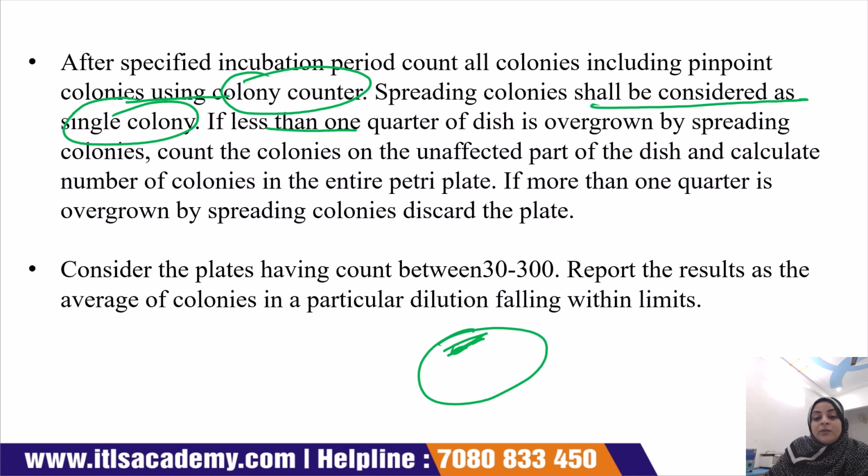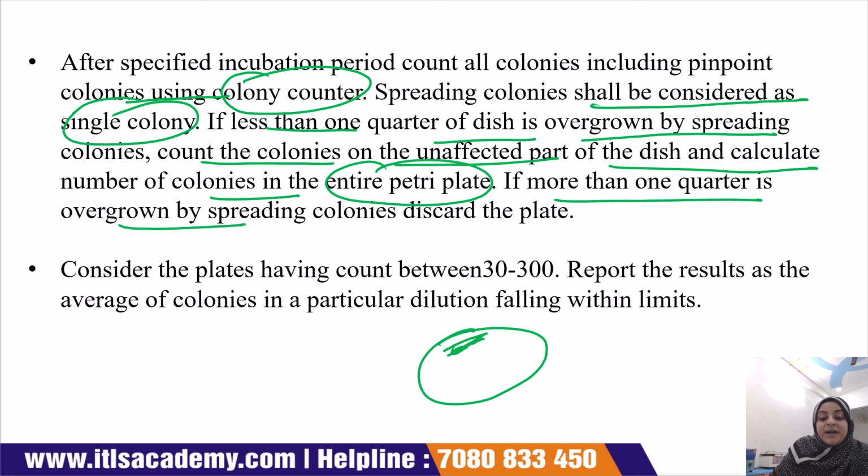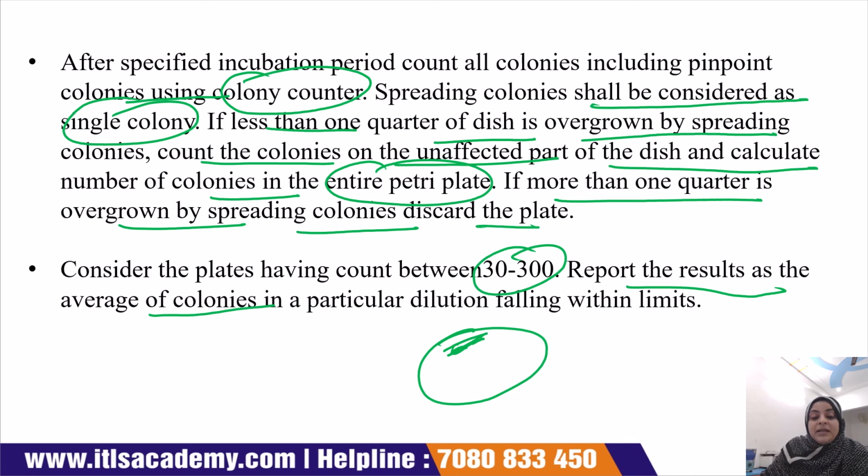If less than 1/4 of the dish is overgrown by spreading colonies, count the colonies on the unaffected part of the dish and calculate the number of colonies in the entire plate. If more than 1/4 is overgrown by spreading colonies, discard that plate. Now we have to consider the plate having 30 to 300 colonies. Report the result as an average colony count in a particular dilution falling within the limit. So this is all about the thermophilic bacterial count.